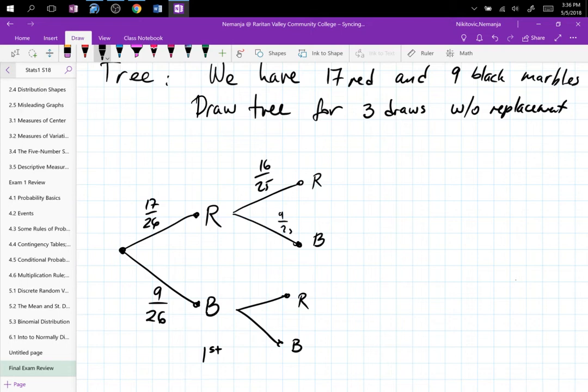9 over 25. Good. Because the top branch picked red, all of the black marbles are still in the game. How do you know you picked red? Because it's R. You have 2 options. I either pick this one or that one. I can't pick both, right? So these probabilities pertain to having picked red, and these probabilities pertain to having picked black the first time.